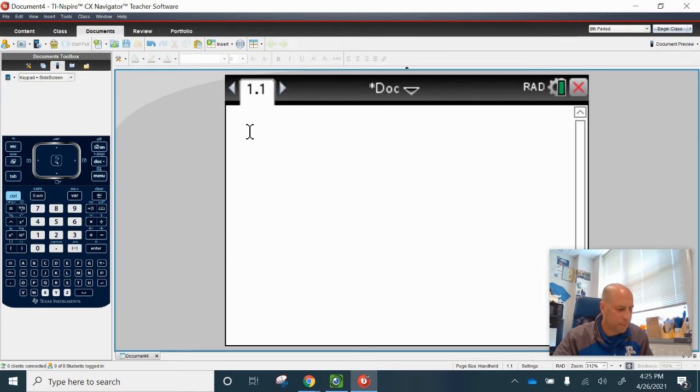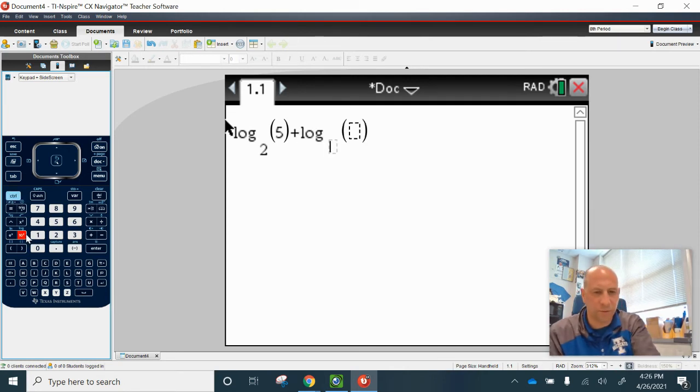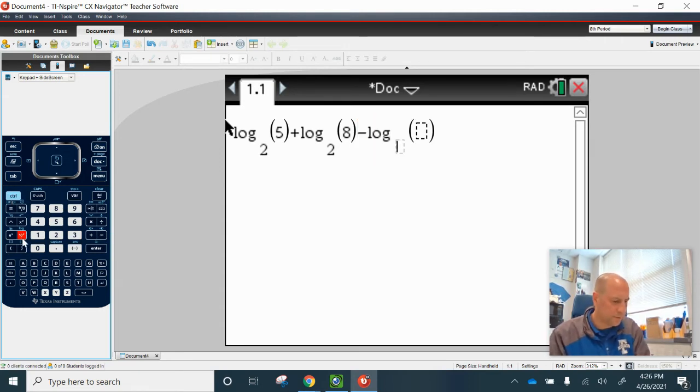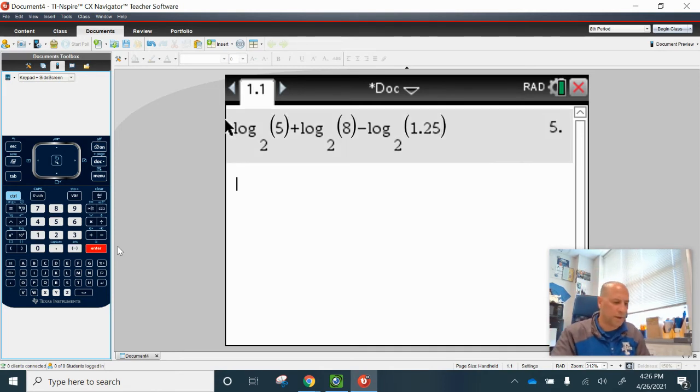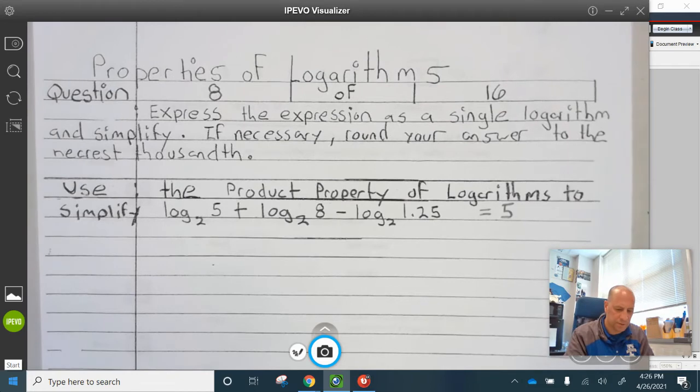So control log base 2 of 5 plus control log base 2 of 8 minus control log base 2 of 1.25, and that all equals 5. Okay, go ahead and finish up question 8 of 16.